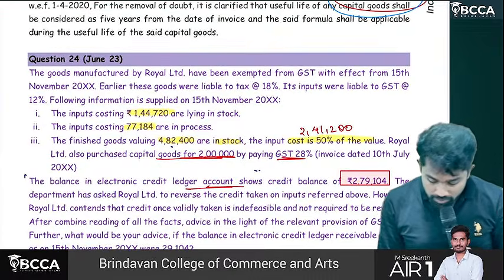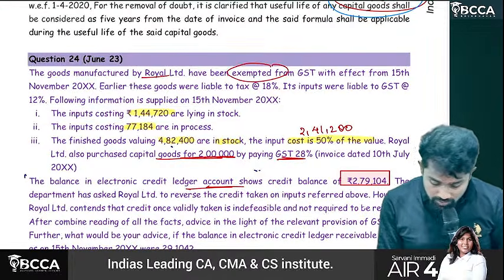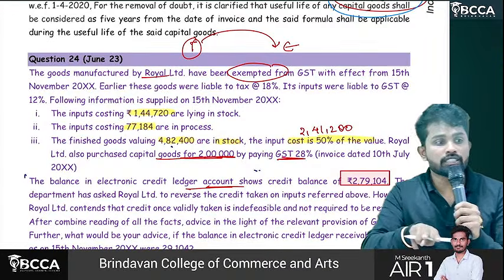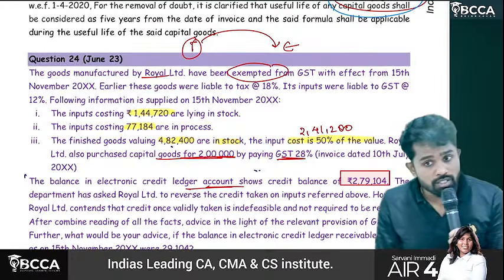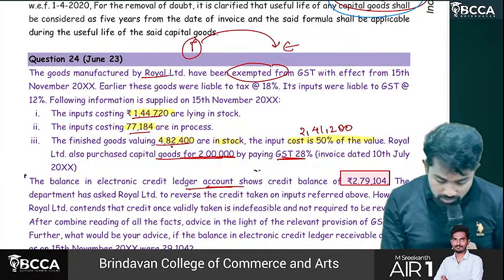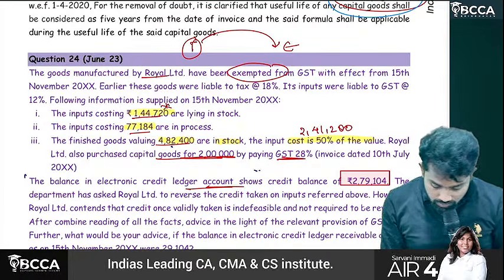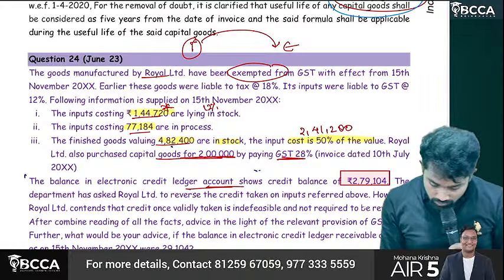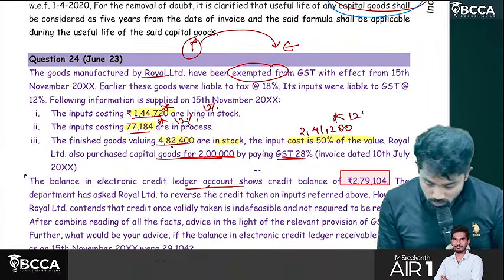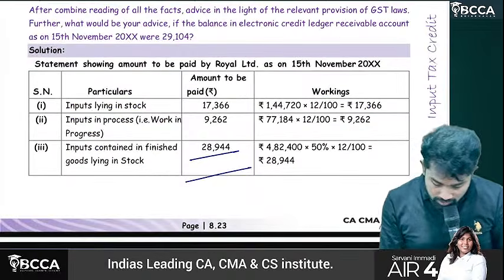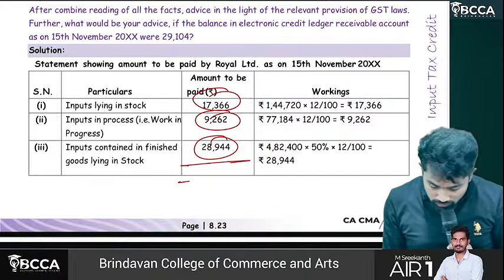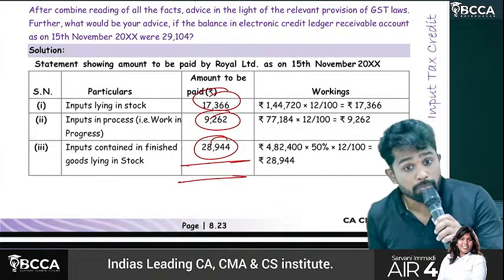Sir, what happened here? They have been exempted. They shifted from tax paying status to non-tax paying status. They have to reverse ITC. So with respect to the closing stock, ITC has to be reversed. How much is the ITC, sir? 1,44,720 into 12%, 77,184 into 12%, 2,41,200 into 12%. That gives 17,366, 9,262, 28,944. This is the total amount to be reversed with respect to inputs.